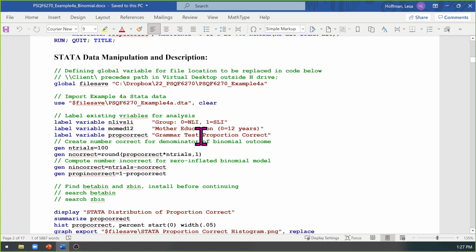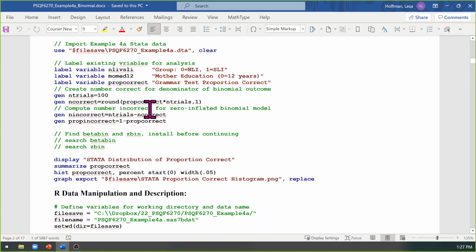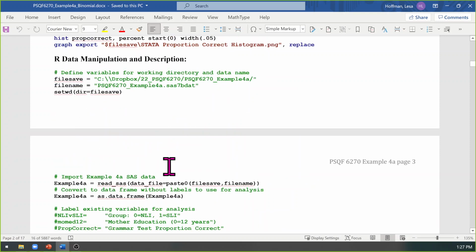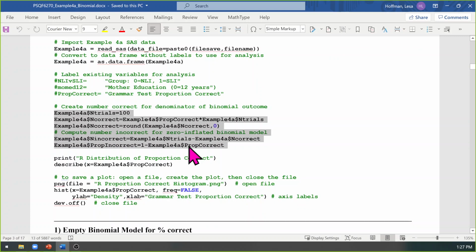And then Stata looks pretty much the same way. These are all just gen statements to do that, and then I have code to do the histogram. And then I have the same thing in R. R is the one that's going to look a little bit different with respect to how it's specified. So in R, you need actually number correct and number incorrect. But the take-home message here is that you can analyze cases that have a different number possible because that information is stored as part of the analysis.